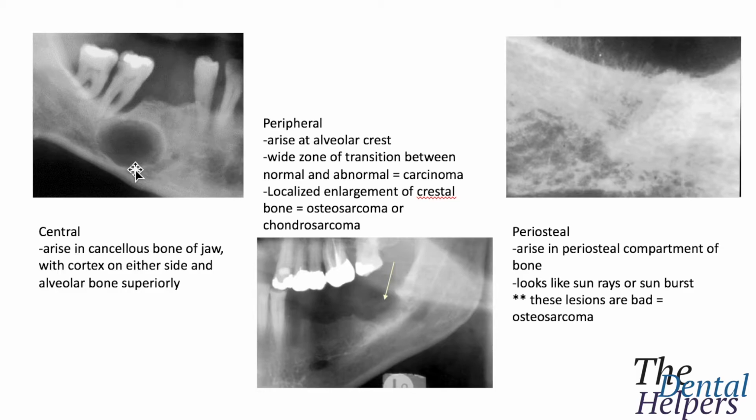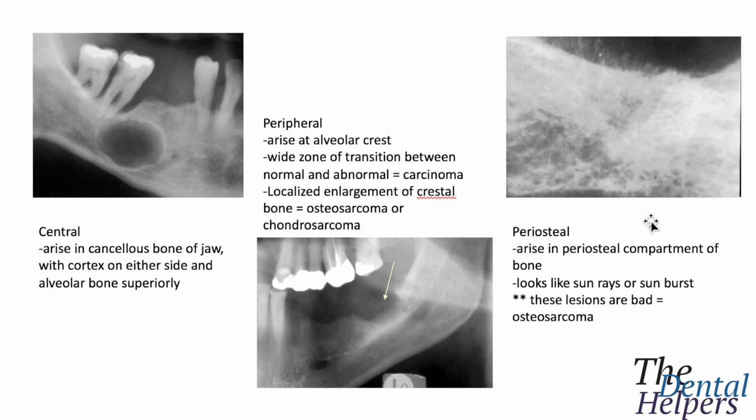So you can have a central lesion, which is basically going to arise in, as it sounds, the center of cancellous bone of the jaw, where you have cortical bone still on both sides, or you can have it arising peripherally, which would mean that if this is the center, this would be the peripheral where it's outside, and it's going to arise in the alveolar crest. It's going to have a wide zone of transition between normal and abnormal, and this is going to be something like a carcinoma. If it's localized enlargement of crestal bone, it's going to be an osteosarcoma or chondrosarcoma.